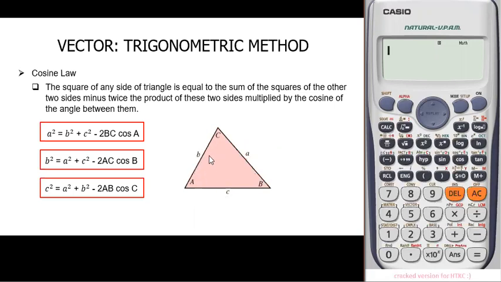If you want to calculate for side B, that is B squared is equal to A squared plus C squared minus 2AC times cosine B. Angle B here represents the angle between A and C. And if you're going to look for side C, that is C squared is equal to B squared plus A squared minus 2AB cosine C. Cosine C represents the angle between A and B.